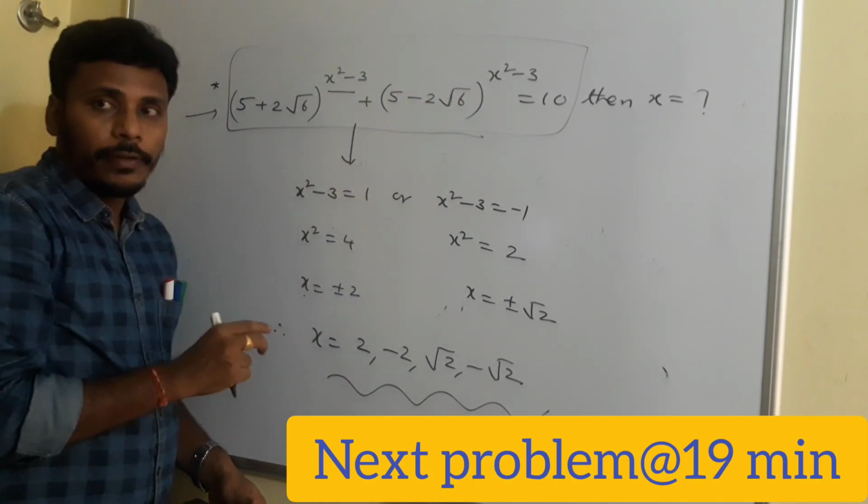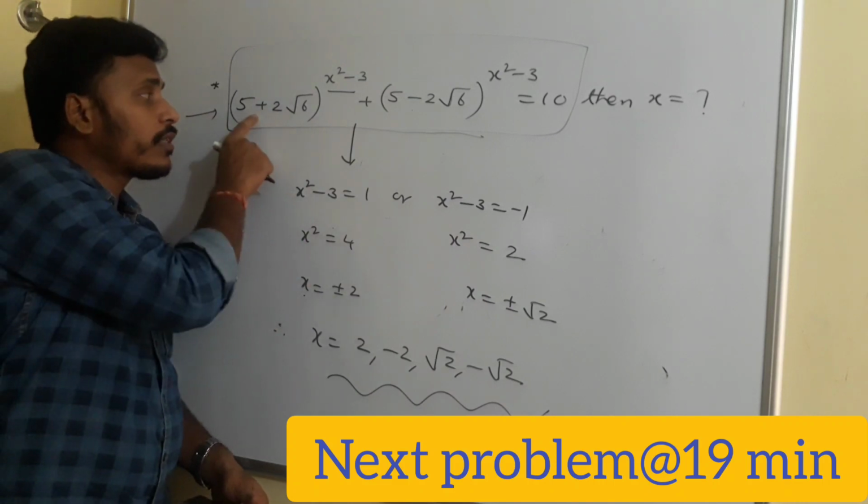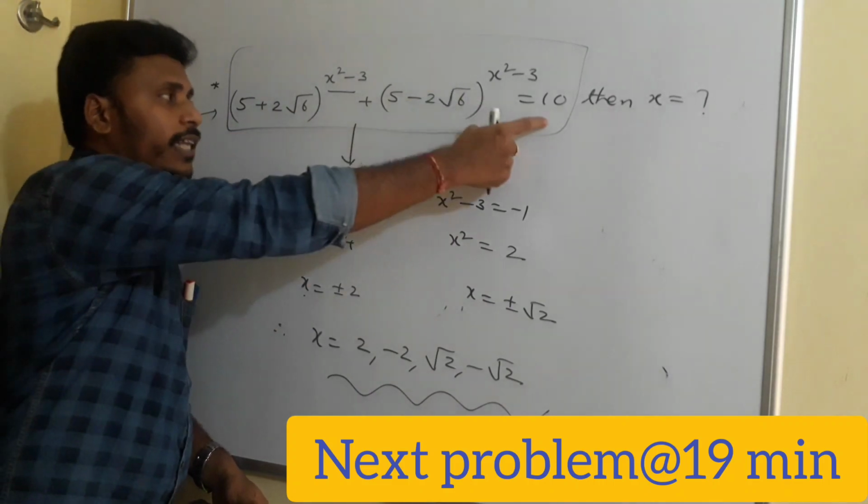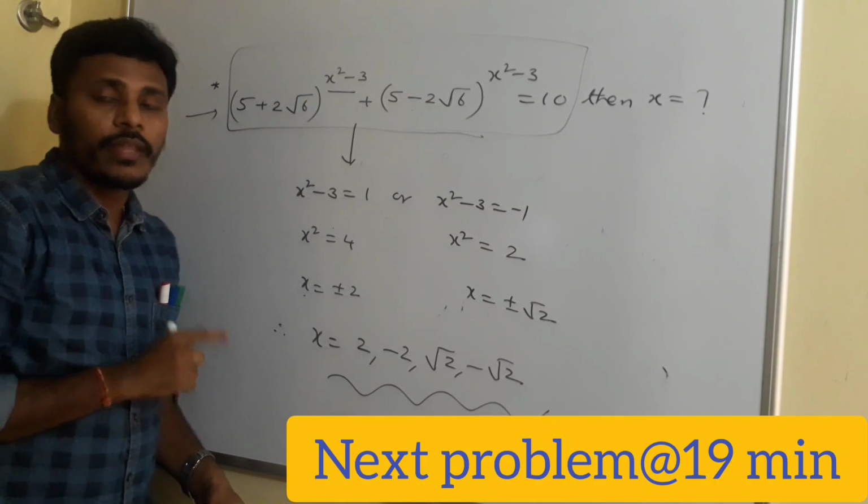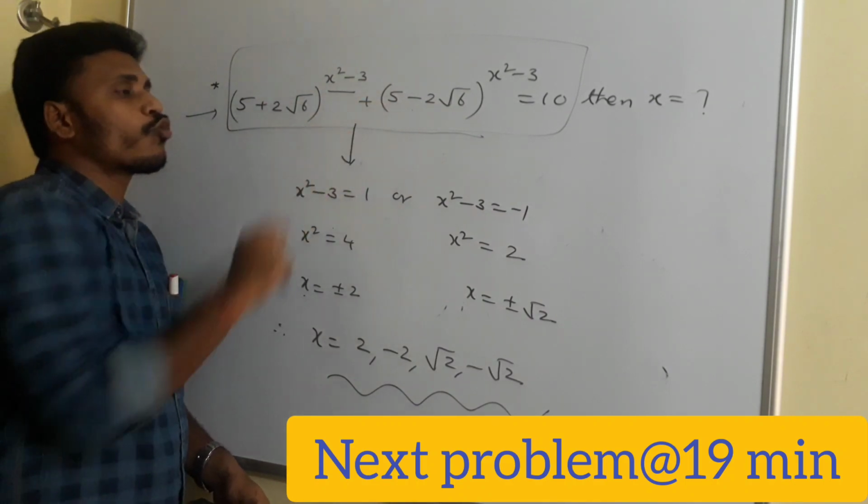what you need to keep in mind? You need to keep in mind that the sum of these two surds will become 10, that means the sum of the rational parts. And one more thing is the product of these two is 1.